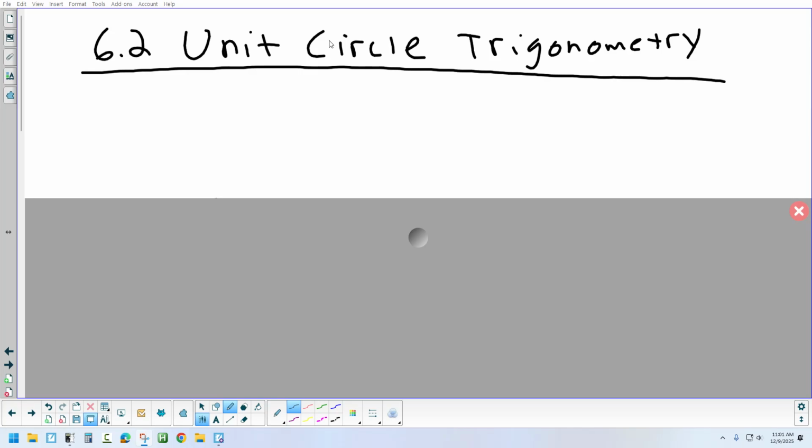The last section we're going to take a look at is 6-2. So we're going to split it into 2 days. We'll do part today, part tomorrow, and then Thursday we'll have our test on everything from this week.